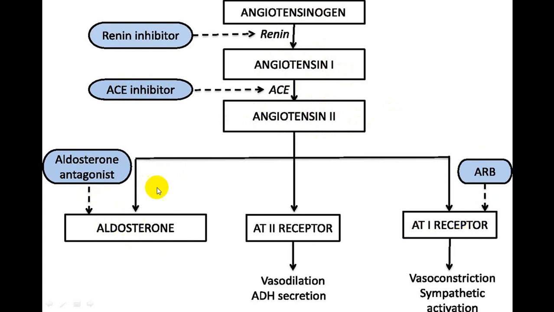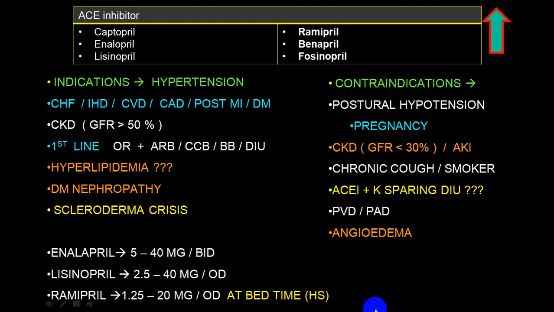So this is the site where it is acting, and you know what will be the benefit, what will be the advantage, what will be the disadvantage. We are going through the common groups now. ACE inhibitor or ARB. I am talking about ACE inhibitor. All these other things remain common for ARB also. In ACE inhibitor there are many drugs. I am giving the basic compounds: captopril, enalapril, lisinopril, ramipril, benazepril, fosinopril, and there are many others.